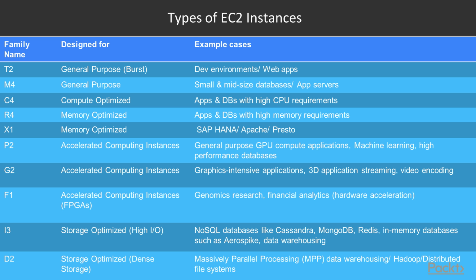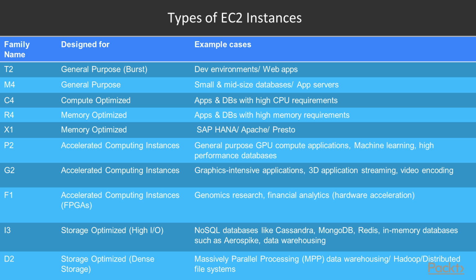Then we have R4, which is memory optimized. This is for apps and DBs with high memory requirements. Some more examples include high-performance databases, data mining analysis, in-memory databases, applications performing real-time processing of unstructured big data. Then we have X1, which is again a memory optimized type of family. It's large-scale enterprise class in memory applications, for example, SAP HANA, Apache, and Presto.